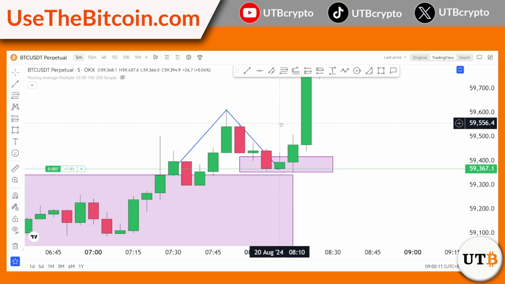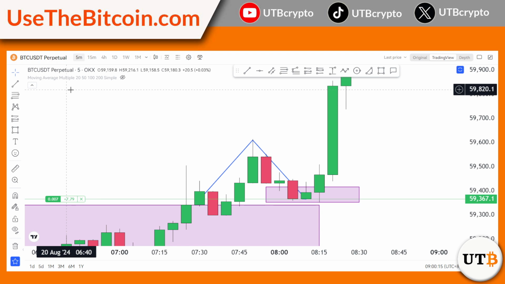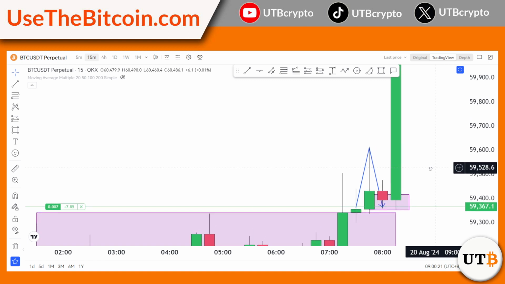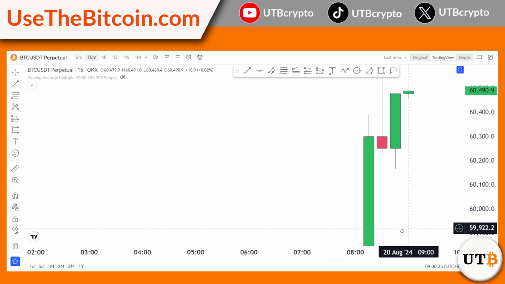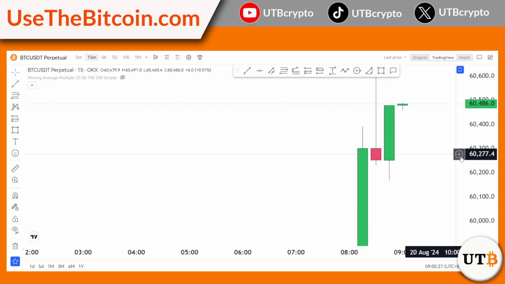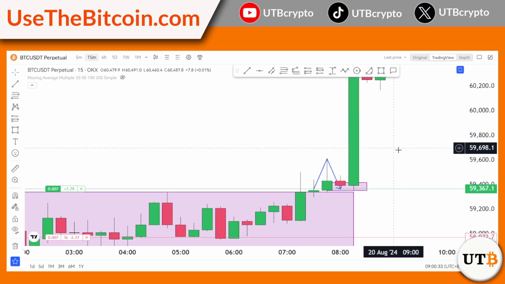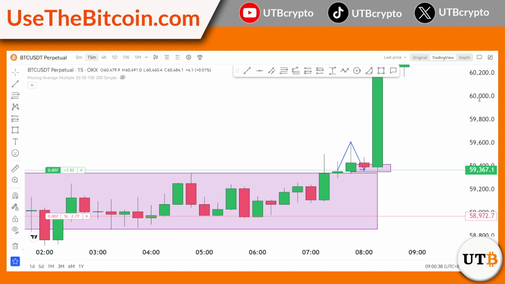So look at what is happening right now. I'm currently up around $7. Let's go back to our 15-minute time frame. This is what we are seeing right now. Bitcoin is just moving upwards, and now we are at around the 60,480 levels. Now, the next thing that we are going to do is to identify our take profit levels.